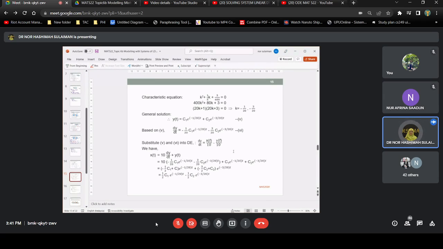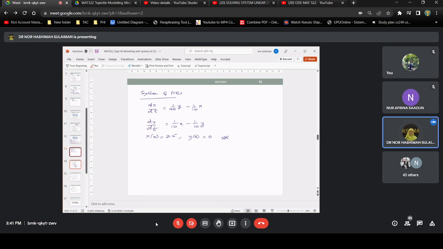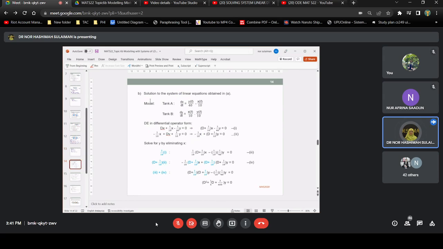Teknik dia macam kita dah belajar tadi. Okay, the one that I've already explained in the previous slide presentation, the PowerPoint tadi tu. Those are the steps that need to be carried out in order for you to solve the system of differential equations. Alright, so model dah dapat. This is the model, and then the second part of the problem would be to solve the system of linear differential equations.